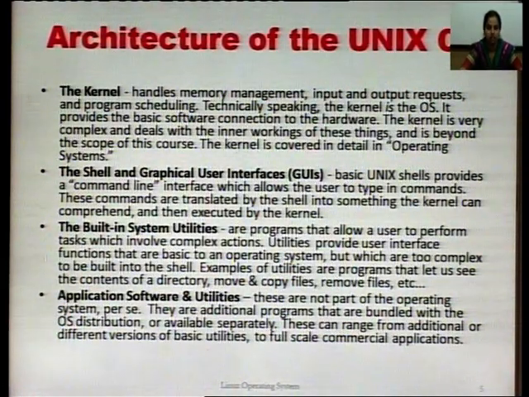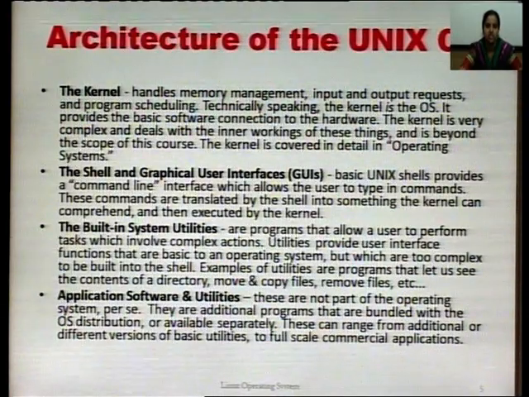Now the architecture of the Unix operating system. The first thing we deal with in the Unix operating system is the kernel. This kernel handles memory management, input and output requests, and program scheduling. Technically speaking, the kernel is the operating system. It provides the basic software connection to the hardware. The kernel is very complex and deals with the inner workings of these things and is beyond the scope of this course. The kernel is covered in detail in the operating systems course.